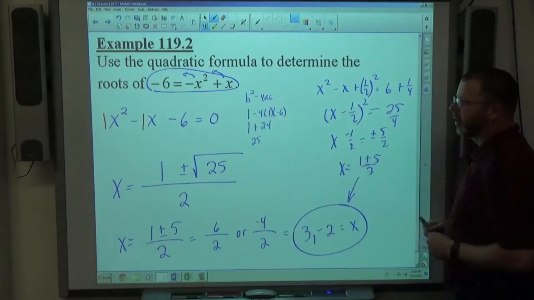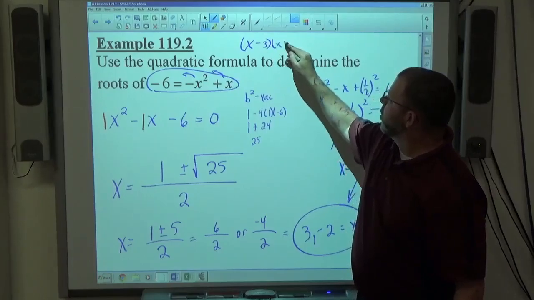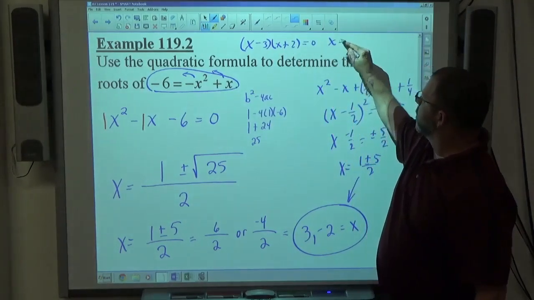Here's the quadratic formula. Here's what factoring will look like. X minus 3 times x plus 2 equals 0. So x equals 3 and negative 2.